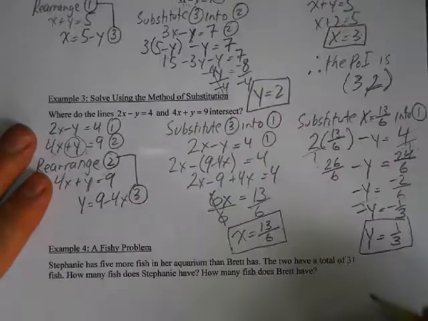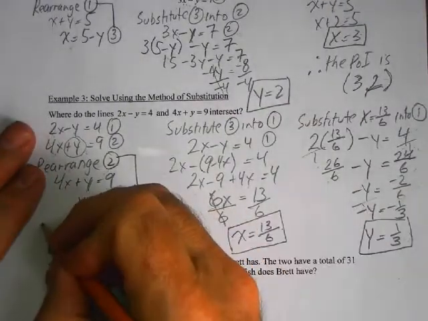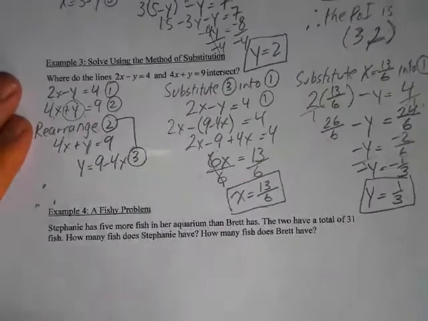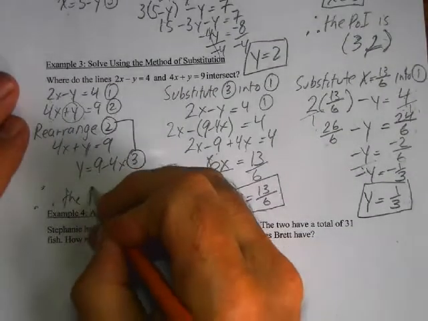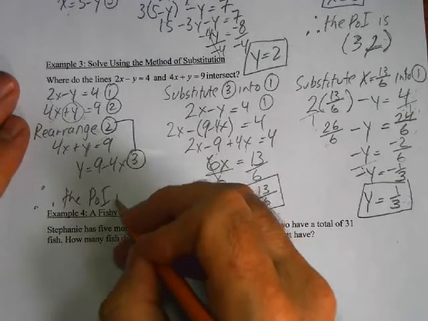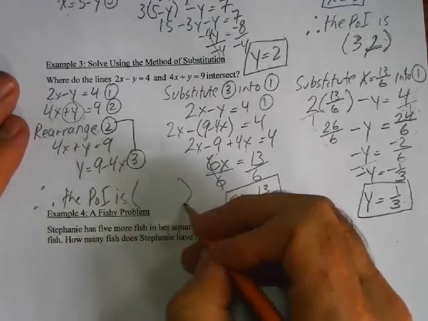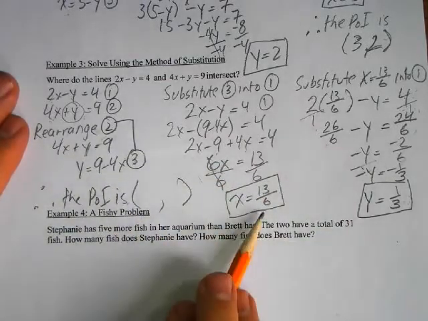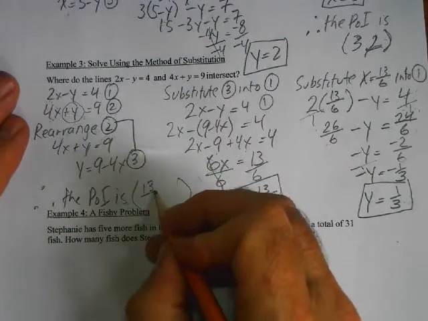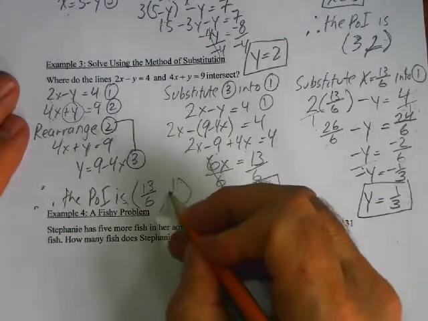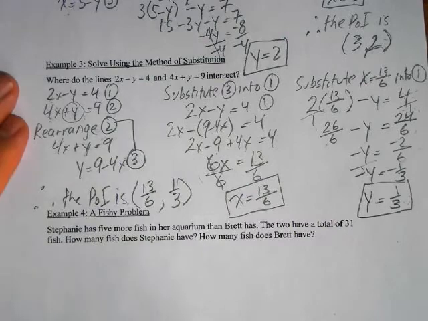Of course, I'm running out of room here. Maybe I'll put the answer over here. Therefore, the point of intersection, short form, and again it has to be written as a point, look for the x value first, is 13/6 and 1/3. Sorry, 13/6. Keep saying that.